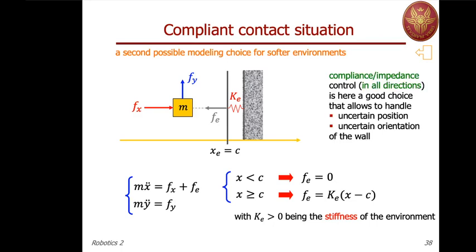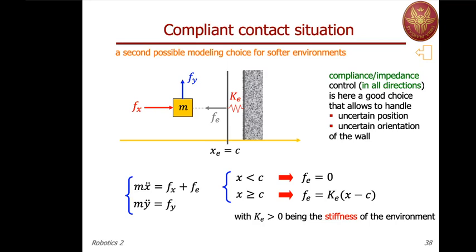Now, I would like to comment on this because we will use later on this type of compliant contact situation for introducing a controller. In this case, we will use compliance or impedance control, and we will use impedance control not only in the direction where the system gets in contact with the environment, but also in the one where it's in principle free to move if there is no friction at the contact. So we will design impedance or compliance control in all directions, even in this simple two-dimensional case.